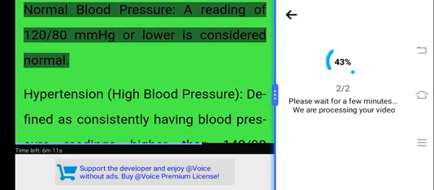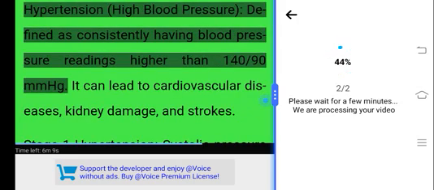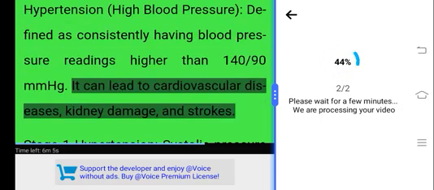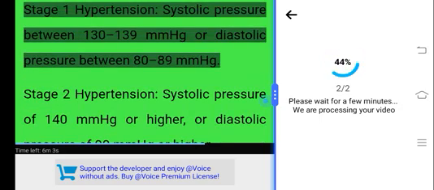Normal blood pressure. A reading of 120/80 millimeters of mercury or lower is considered normal. Hypertension. High blood pressure, defined as consistently having blood pressure readings higher than 140/90 millimeters of mercury. It can lead to cardiovascular diseases, kidney damage, and strokes. Stage 1 hypertension. Systolic pressure between 130 to 139 mmHg or diastolic pressure between 80 to 89 mmHg.